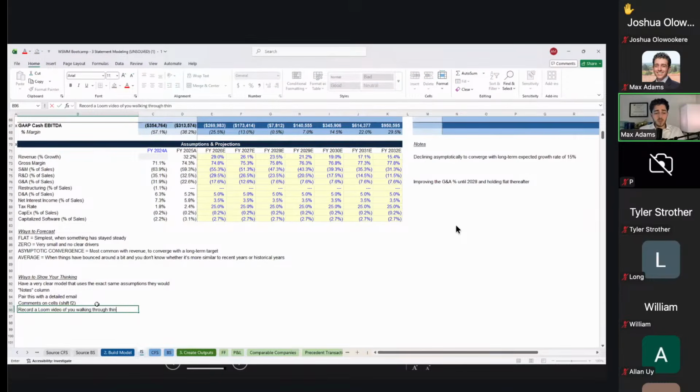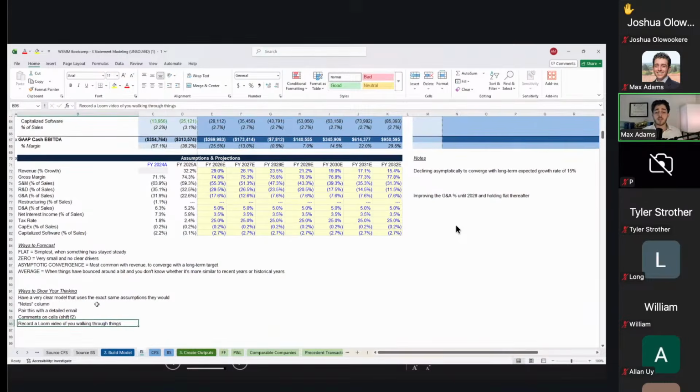And then the last thing that you could do is record a Loom video of you walking through things. And so what this means is basically, since we're in 2026, the best way to convey your modeling thinking, honestly, would be to record a quick video using a tool like Loom and send it to your associate walking through exactly what you did, where, and why. Very detailed answer to a very good question.